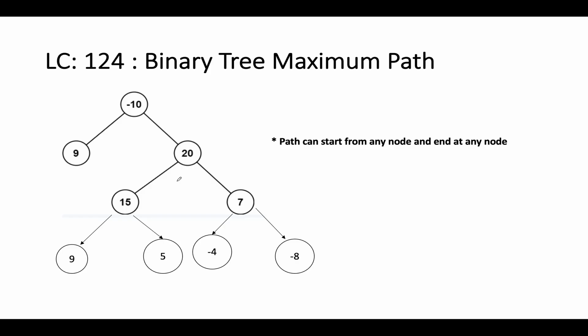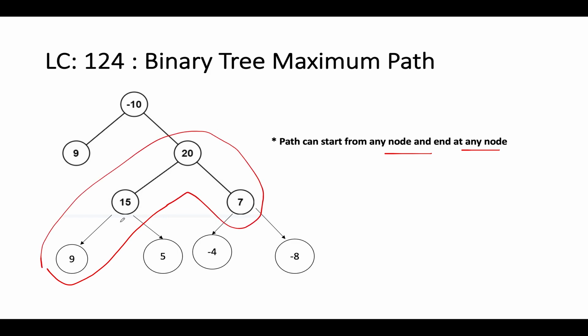As per the question, the path can start from any node and end at any node. So I've taken a slightly different example, and let's talk about the maximum sum path that exists in this tree. That path would be equal to this one that I am just highlighting right now. And the total sum would be equal to 9 plus 15 is 24, 24 plus 20 is 44, 44 plus 7 is 51. So the answer for this particular tree would turn out to be 51.